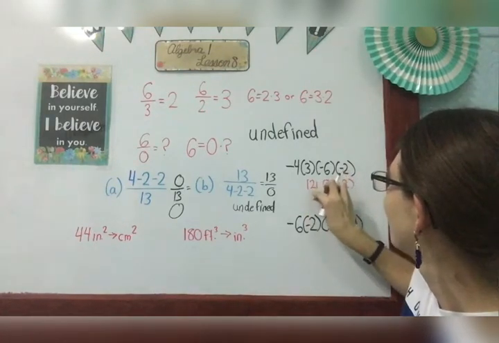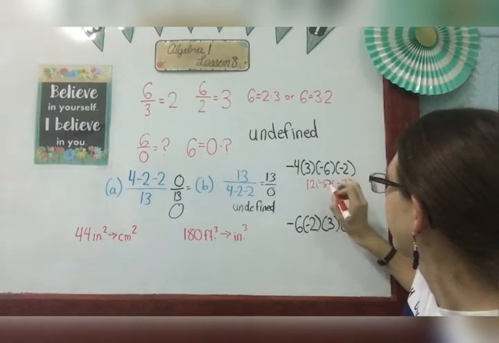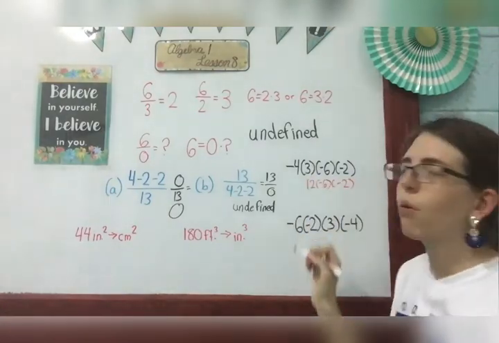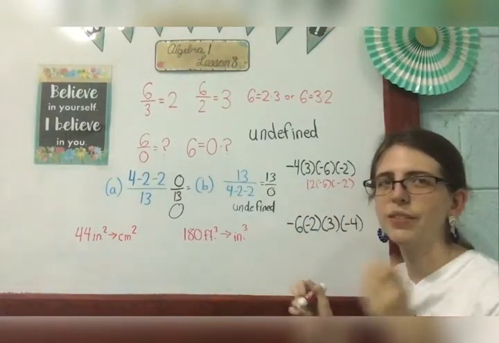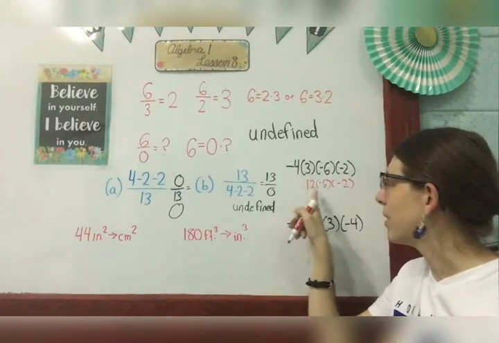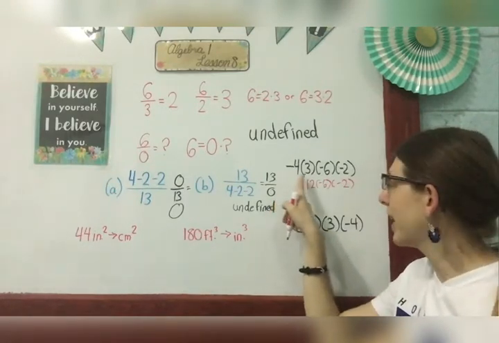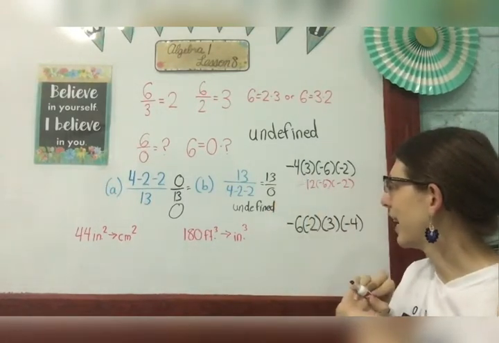Hold on. All right, let's go with this. Sorry. So negative 4 times 3, let's look at our negatives. All right, negative 4 times 3 we know is 12. I have one negative times a positive, so my answer is negative.